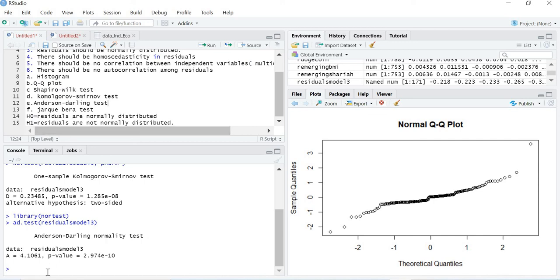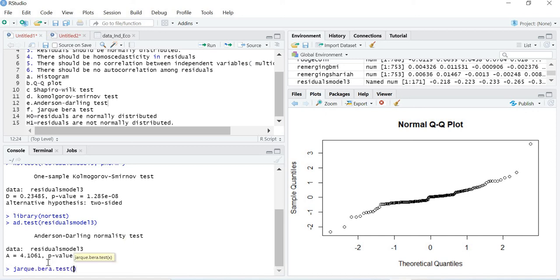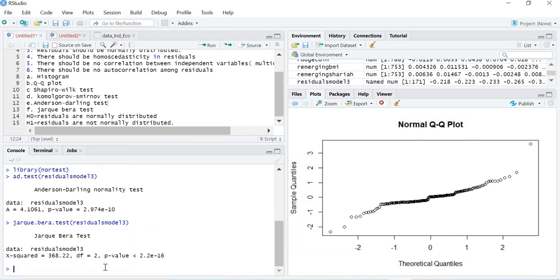And the last method is the Jarque-Bera test. The command will be jarque.bera.test and then your residuals(model 3). Now the p-value is again less than 0.05, which shows that we are not going to accept our null hypothesis. We will be going with the alternative hypothesis. Hence my residuals are not normally distributed.